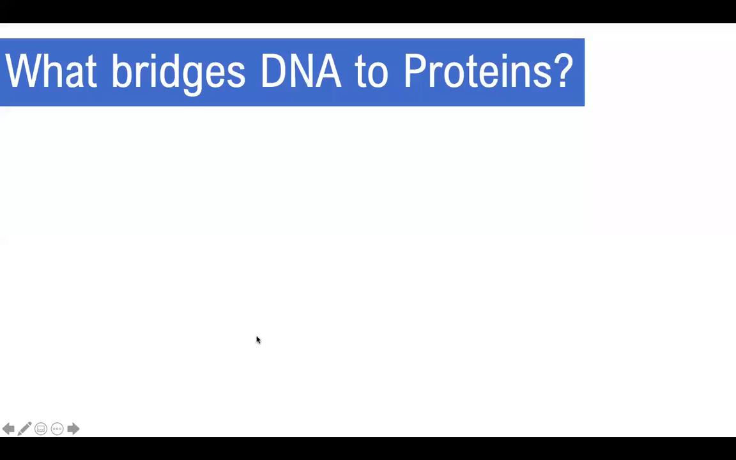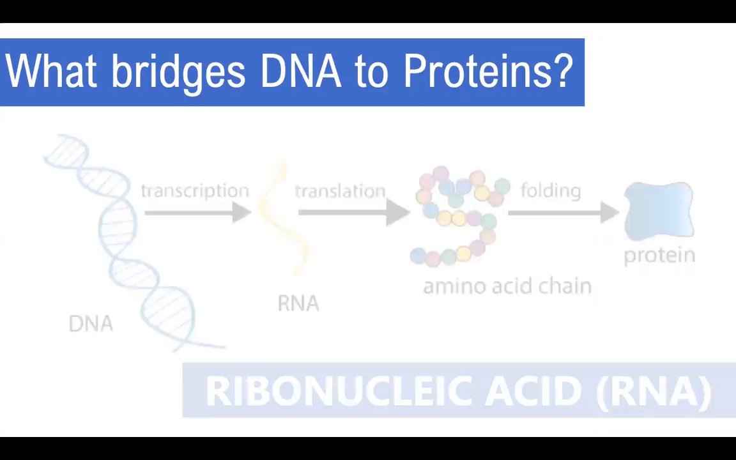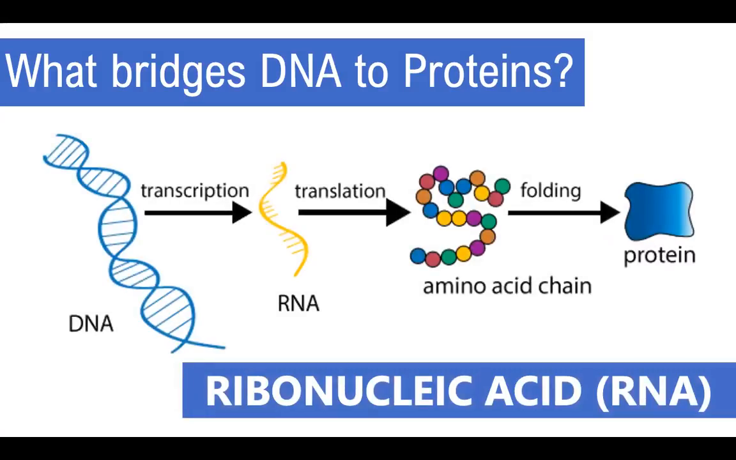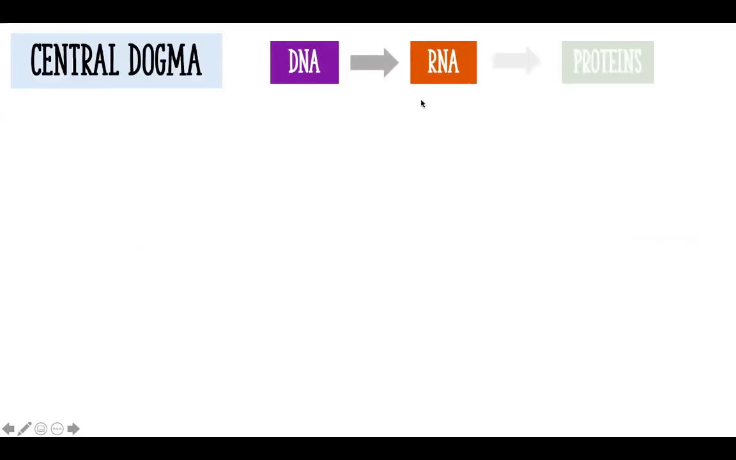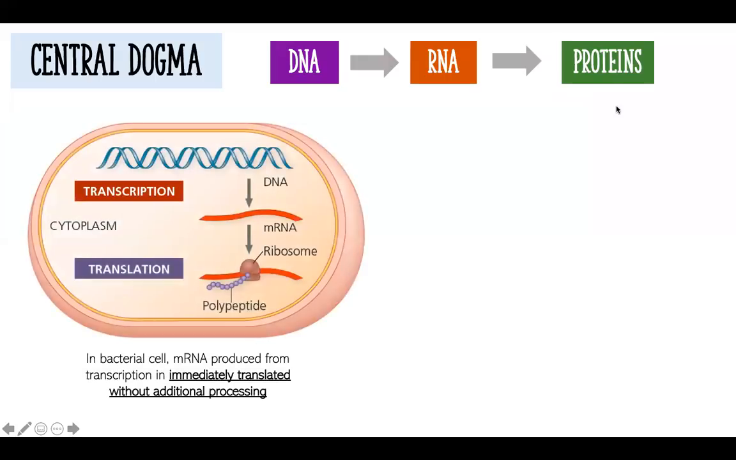For this segment of the lecture, we'll be discussing how DNA is bridged into proteins. And what bridges DNA to proteins are the ribonucleic acids or RNA, specifically the mRNA or the messenger RNA. Now, a brief review of the central dogma of molecular biology. The central dogma of molecular biology states that DNA makes RNA and RNA makes protein.